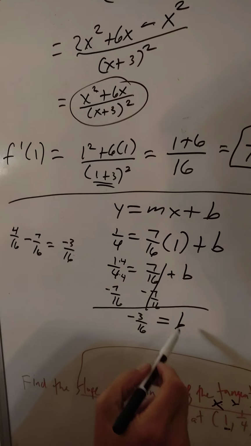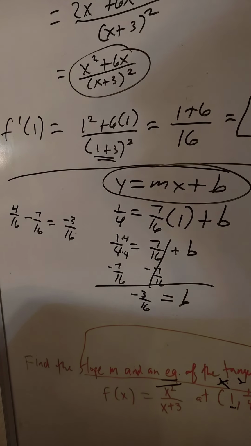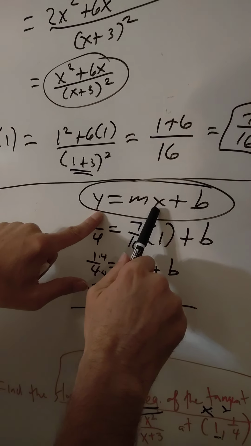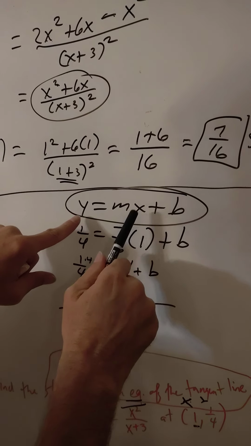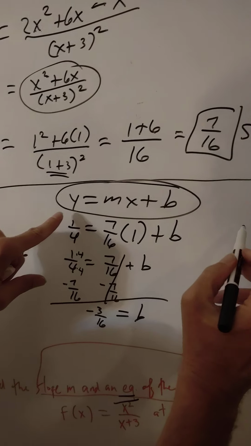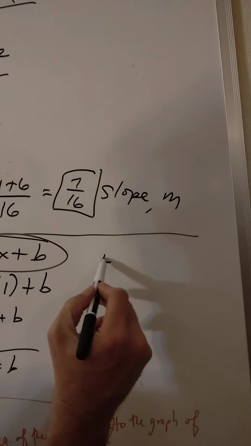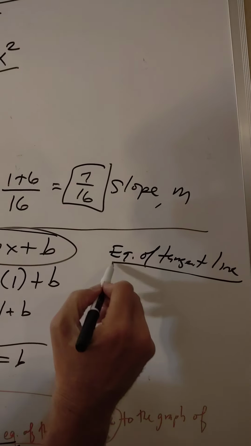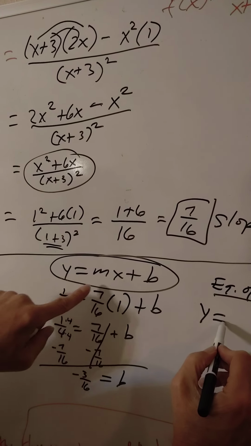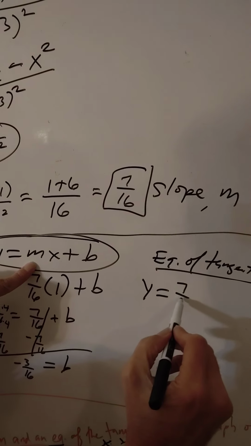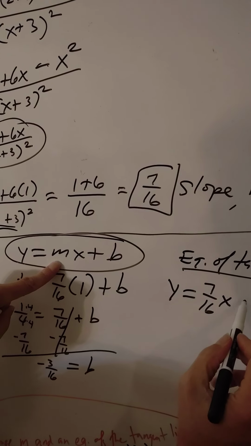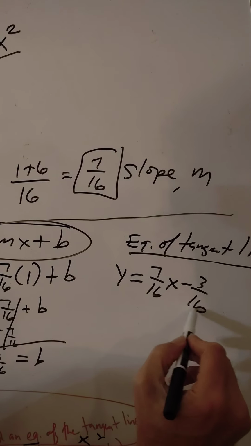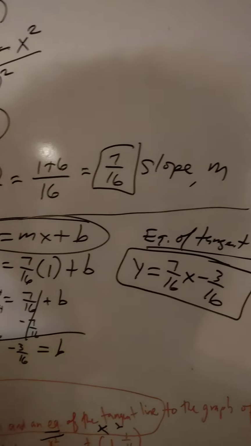Now that I know what b is, you go back to this form, and we're 98% done. So for your final answer, leave x as x and y as y, because the line has an infinity of points, x comma y. So just fill in for m and b. So here's my final answer. This is the equation of the tangent line. It's going to be y equals m was 7/16. X is just going to be x. And then b is negative. So instead of writing plus, write minus 3/16. And we are done with that problem.